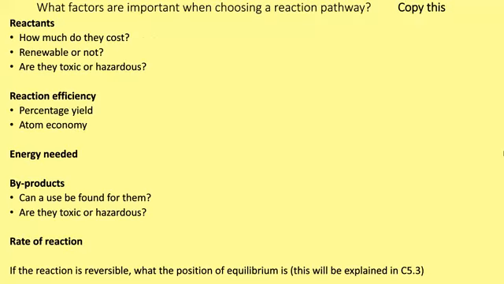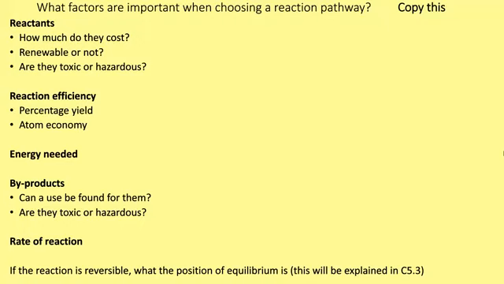So what factors are important when we're choosing a reaction pathway? Some of these we've come across before and some of them we haven't, so you need to copy this down into your notes. The things we need to consider are, first, what the reactants are. The reactants are our starter material, sometimes called the reagents. They're the chemicals that we are going to turn into our products.